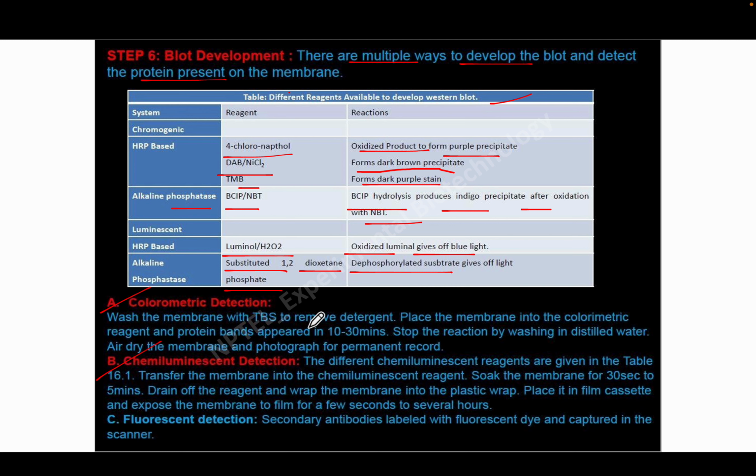Wash the membrane with TBS to remove detergent. Place the membrane into the colorimetric reagent and protein bands appear in 10 to 30 minutes. Stop the reaction by washing in distilled water. Air dry the membrane and photograph it for a permanent record.